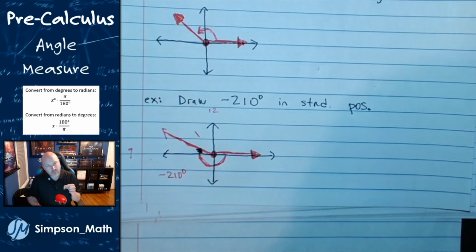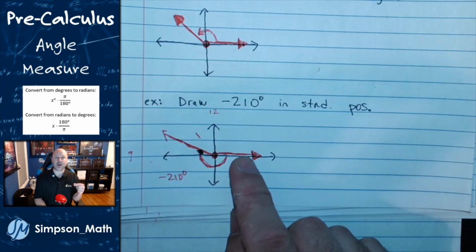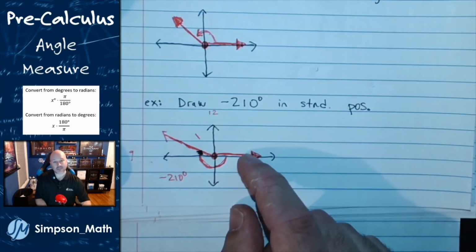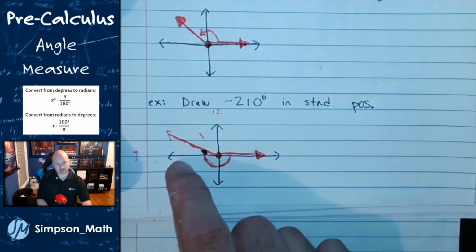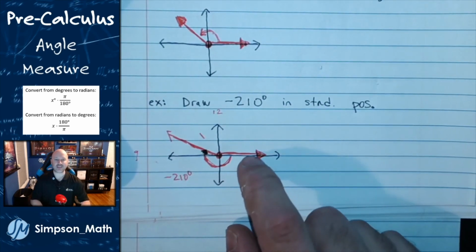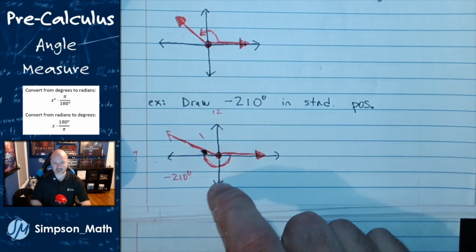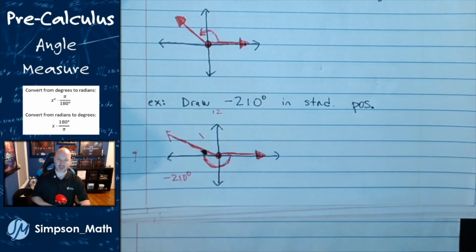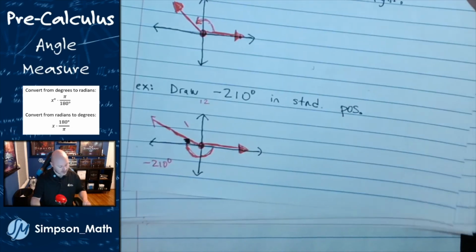So when you're drawing angles in standard position, you start on the positive x-axis. Positive angles go counterclockwise. Negative angles go clockwise. And then just use the fact that you know what 30 degrees looks like, you know what 90 degrees looks like, and then do your best to draw that angle. All right, let's move on.